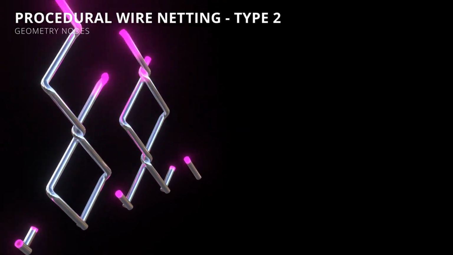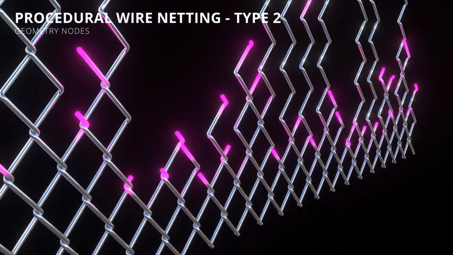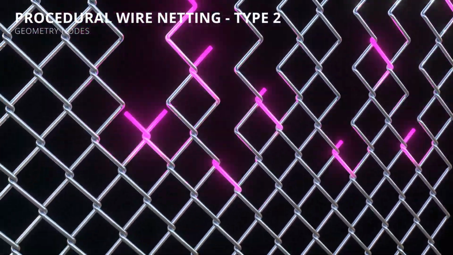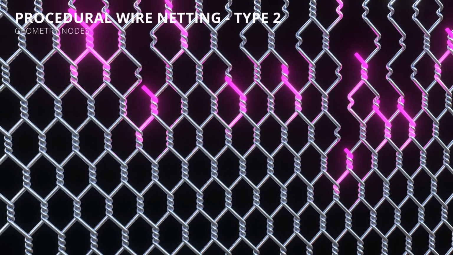Hi everyone and welcome to the second video of this series of tutorials. In this video we are going to learn how to make the type 2 of a wire netting using geometry nodes in Blender. So let's get started.